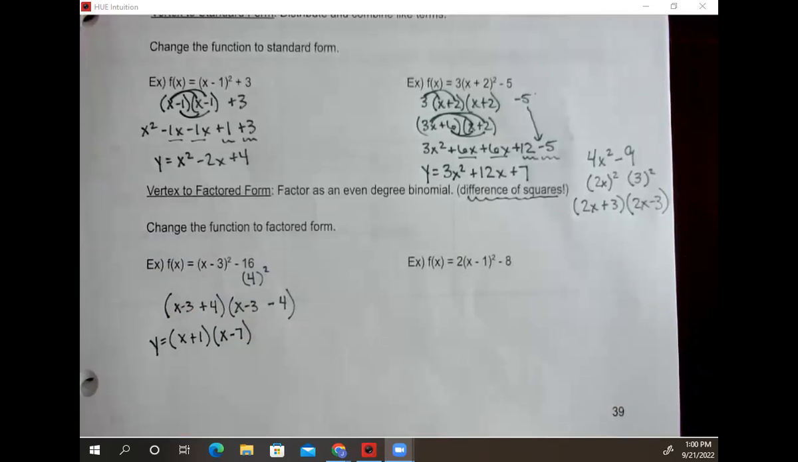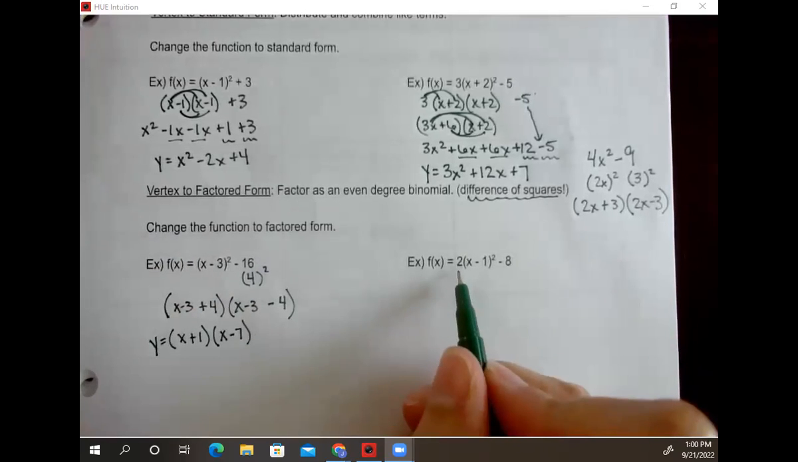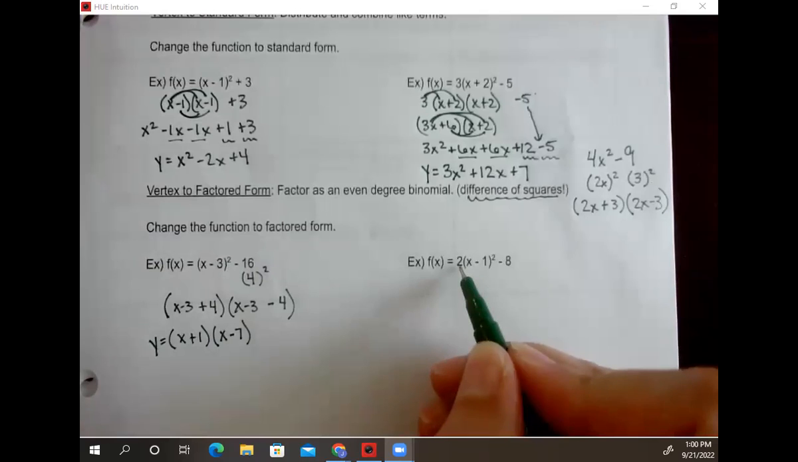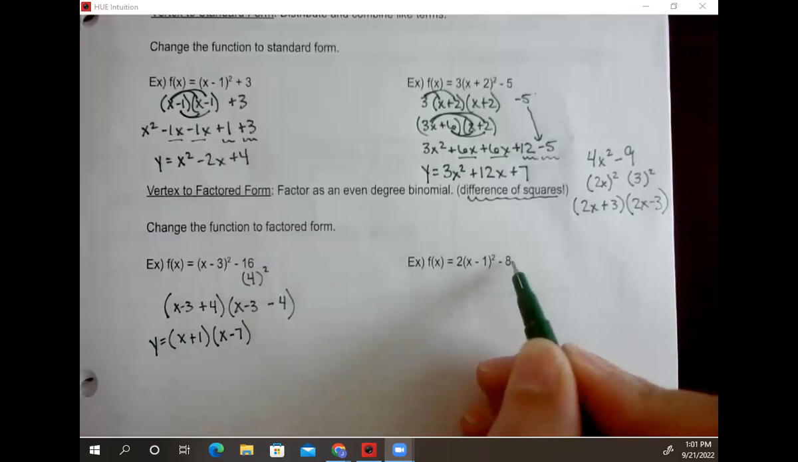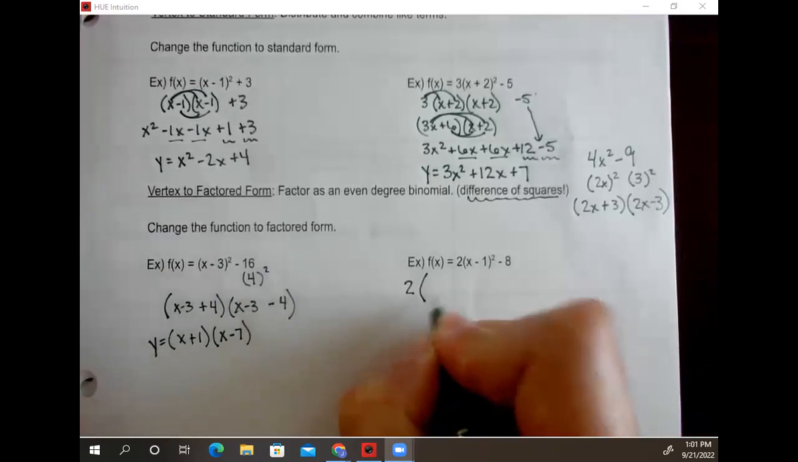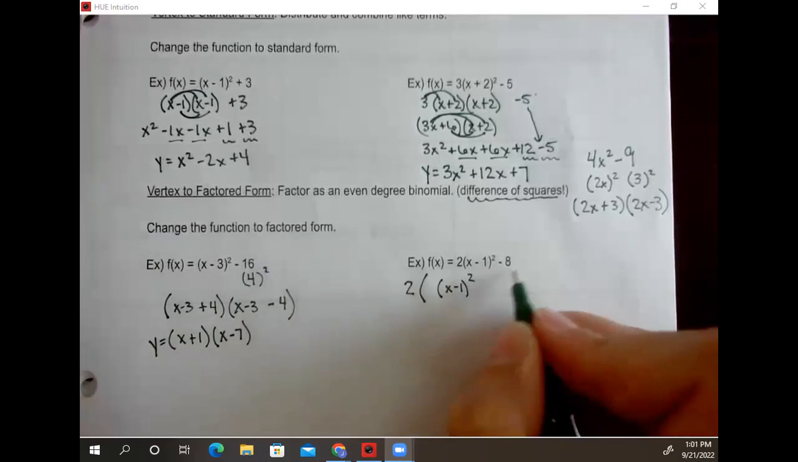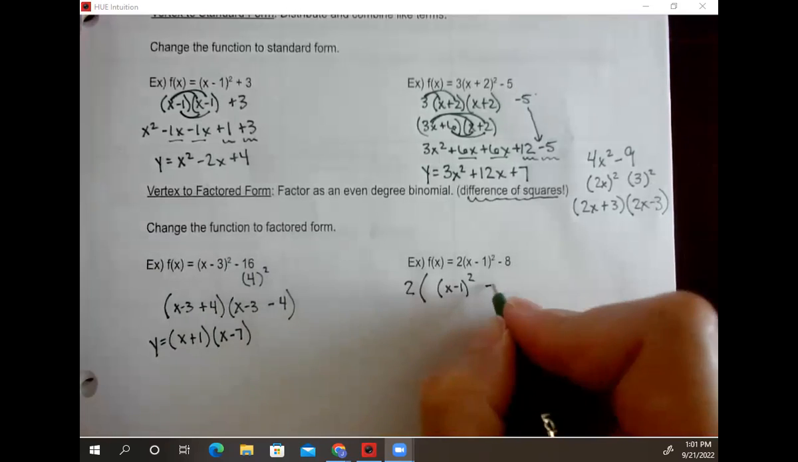So we're taking advantage of that difference of squares pattern to help us swap forms here. Now for our last example on page 39, I have a lead coefficient that's not 1 for my vertex form. In order to be able to use my difference of squares pattern here, I'm going to take this out as a GCF. So right now I've got 2 times this thing minus 8. So what I'm going to do is factor 2 out of here. So that would just leave me with x minus 1 squared. And then for my second term, negative 8 divided by 2 would be negative 4.